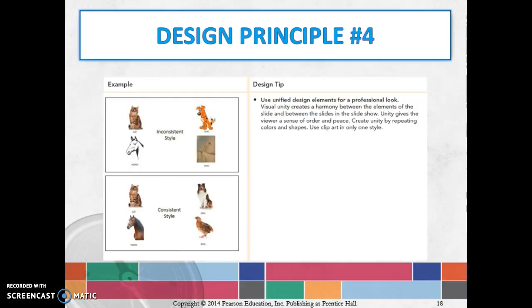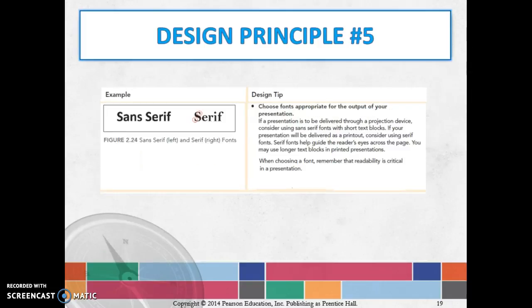Principle number 4 is to make sure that you keep things unified. In other words, you want it to be consistent. What they're trying to show you with these examples is you've got everything from a cartoon to a real life drawing to a pen and ink drawing. You want them all to be the same. You want them to be similar in style and not all over the board.